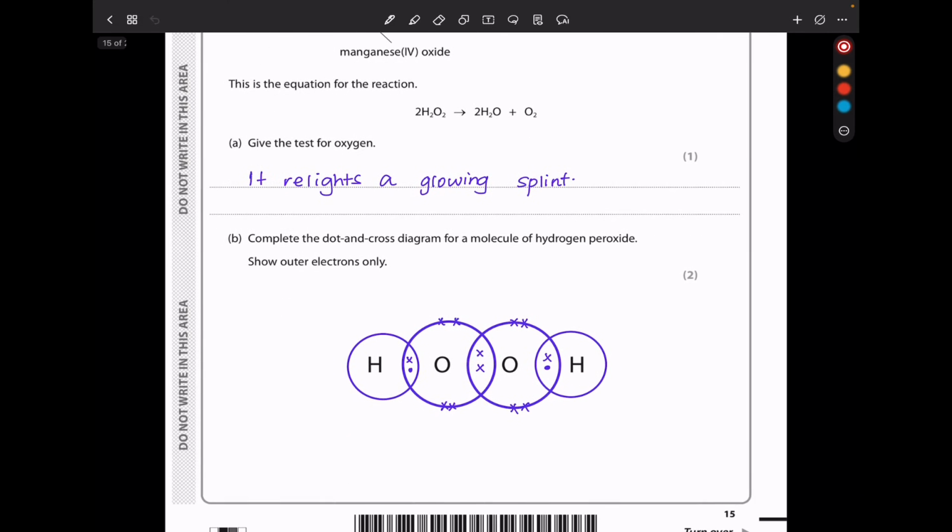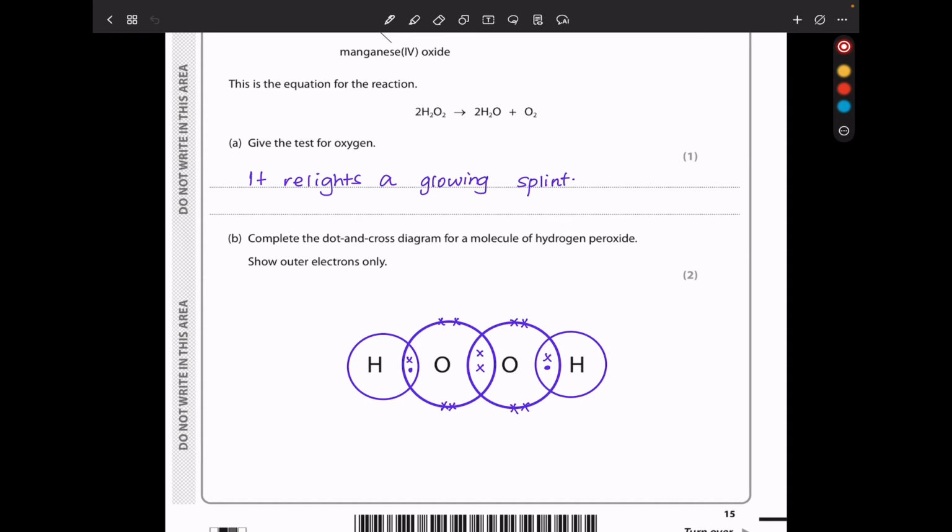Oxygen relights a glowing splint. And next is a complete the dot and cross diagram for a molecule of hydrogen peroxide. Show outer electrons only. Hydrogen is going to be drawn as a smaller atom in comparison to the oxygens. But because hydrogen has one electron in the outer shell, that electron is going to be used in formation of the covalent bond with oxygen.